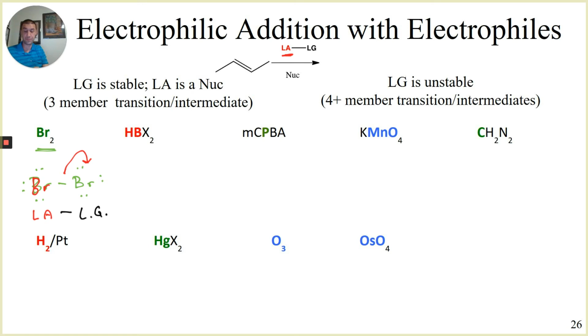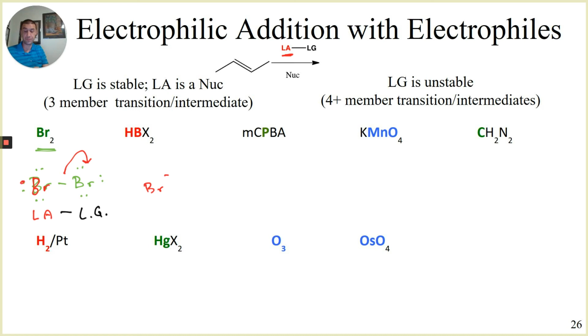Okay? So now what we've got to do is address, where does this structure fit? Do we have a stable leaving group? Well, Br- would be our leaving group. And since Br- is very large, it can stabilize that negative charge exceptionally well. So yes, we have a stable leaving group. This should already shuttle us into that 3-membered transition state, right? Or 3-membered transition possibility. But we should also verify that our Lewis acid is still a nucleophile.